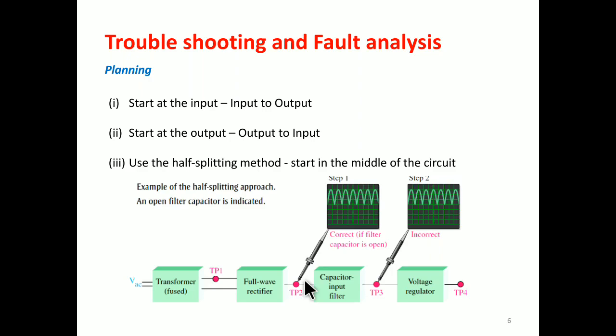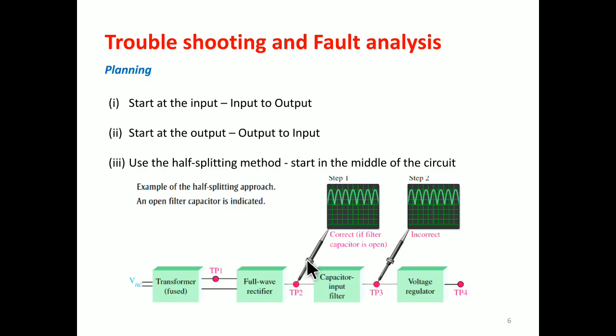That is, start at the output of a circuit and work toward the input. Check for voltage at each test point until you get a correct measurement. So at this point, you have isolated the problem to a part of the circuit between the last test point and the current test point where the voltage is correct.